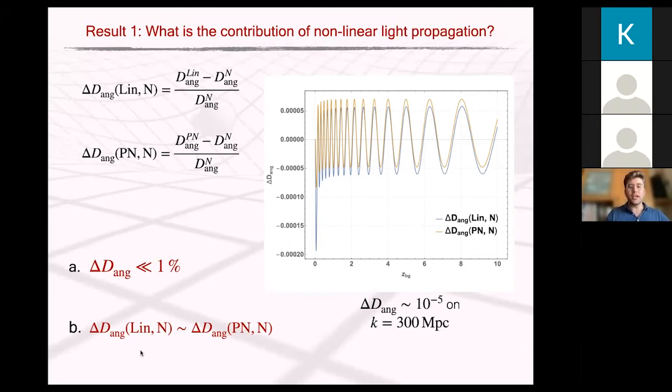However, we also see that the variation linear-Newtonian is similar to the variation post-Newtonian-Newtonian. And this is quite strange, because we would expect that the variation linear-Newtonian is bigger than the variation post-Newtonian-Newtonian. So this means that the linear and post-Newtonian angular diameter distance give the same kind of corrections over the Newtonian angular diameter distance. I will discuss more deeply why this is so in the last point.